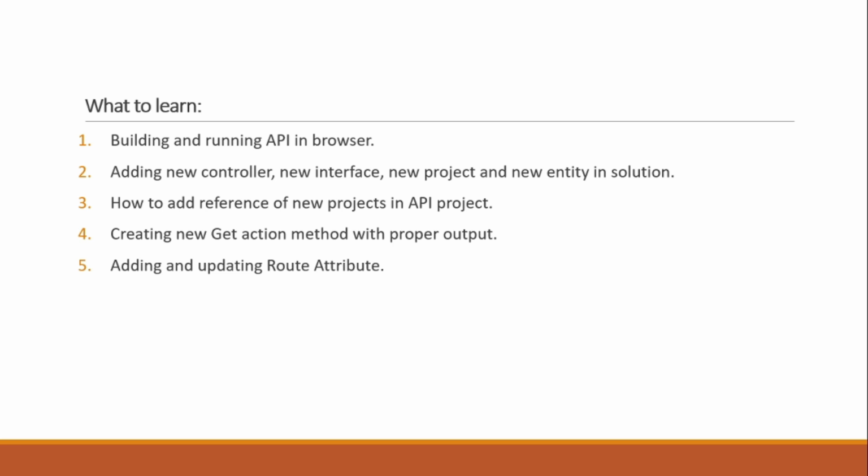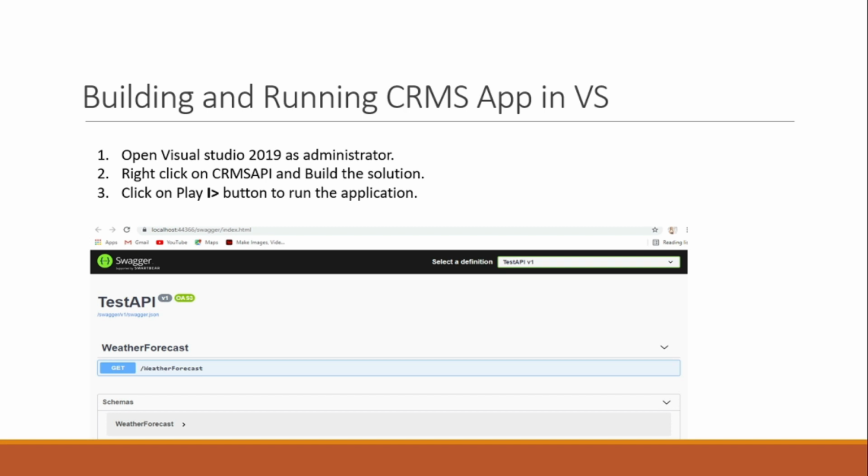And the fifth one is adding the route. Over the action method, we will be implementing some route configuration, the route attributes, and how the attributes are implemented for the methods in .NET Core. We will be implementing all these things in this API video.